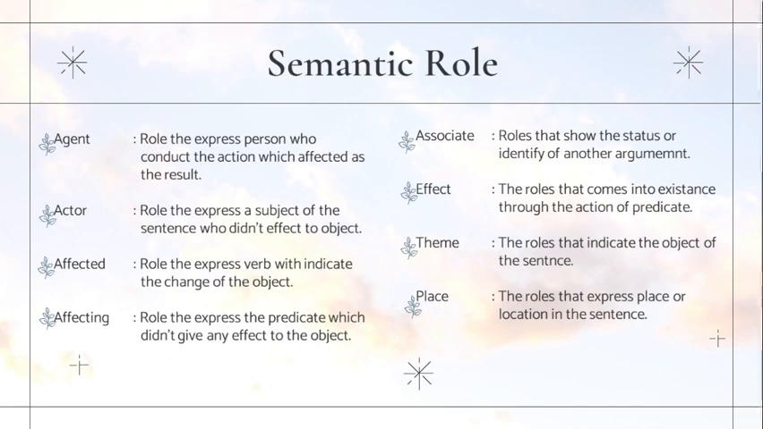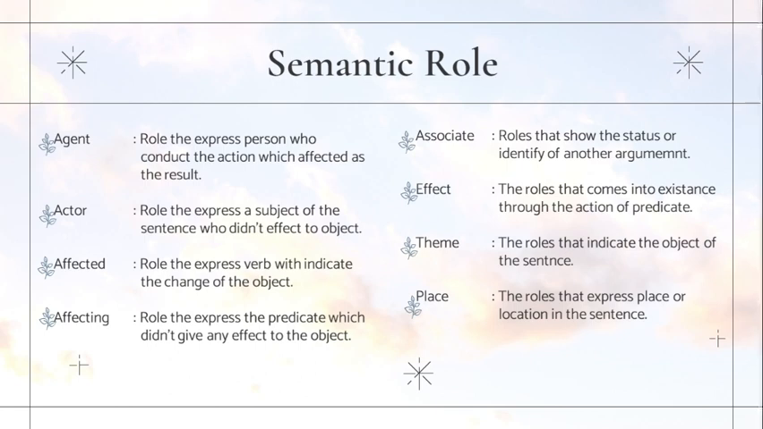And then affecting, a role that expresses the predicate which didn't give any effect to the object. Example, Suchi likes opera. Likes is affecting because it will not affect the object at all. And my aunt hates K-pop. Hates is affecting because it didn't make any change to the object.